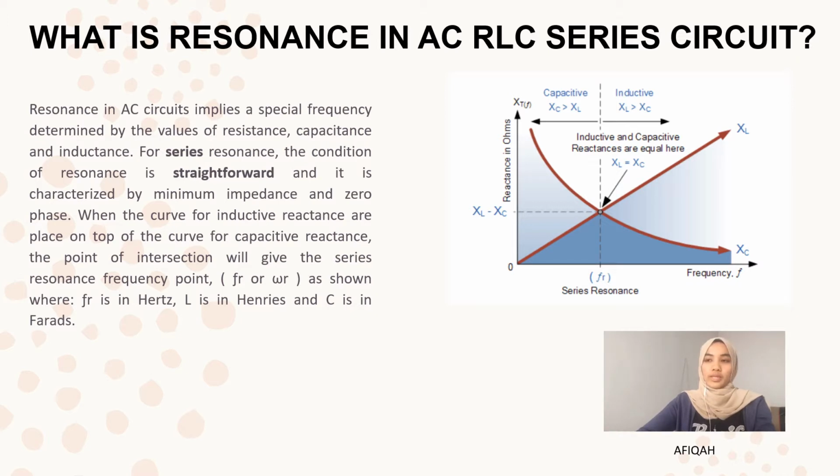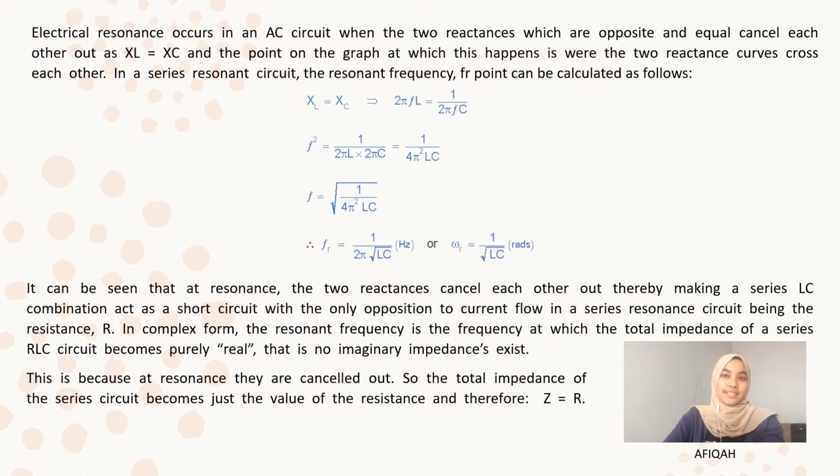Fr or omega R is shown in the series resonant circuit, where frequency is in hertz, inductance is in henries and capacitance is in farads. Electrical resonance occurs in an AC circuit when the two reactances, which are opposite and equal, cancel each other out, as XL is equal to XC. The point on the graph at which this happens is where the two reactance curves cross each other. In a series resonance circuit, the resonant frequency Fr point can be calculated as follows.